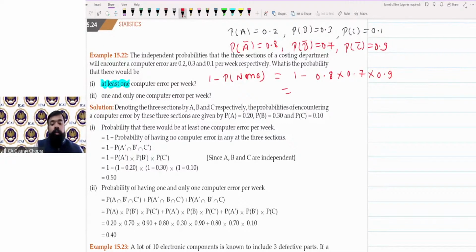So let's calculate and get the result. How much are you getting? On rounding off, you are getting 0.50. So whenever there is at least one, you can write 1 minus none. 1 minus none means A dash, B dash, and C dash. So therefore, we have written 0.8, 0.7, and 0.9.